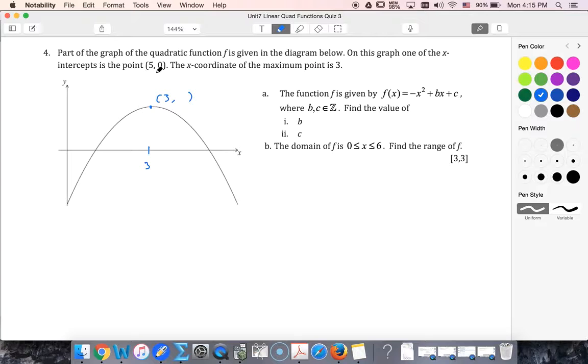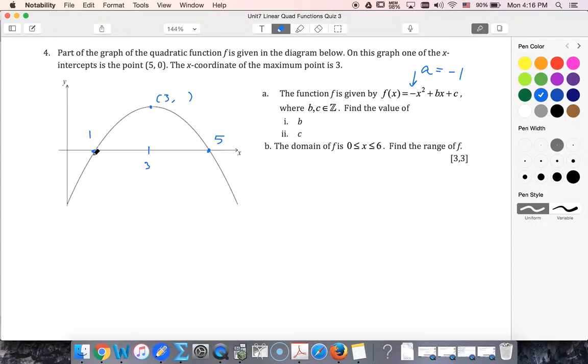One of the x-intercepts is 5. That must be this one. Using symmetry, this one must be 1. The function is given in this form. Notice my a is -1.